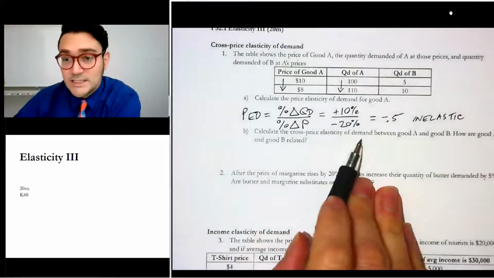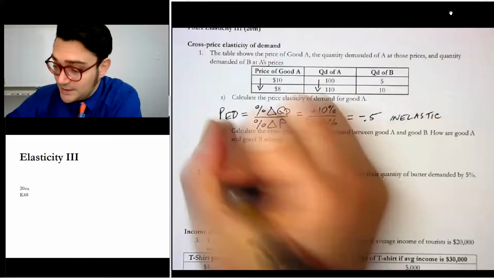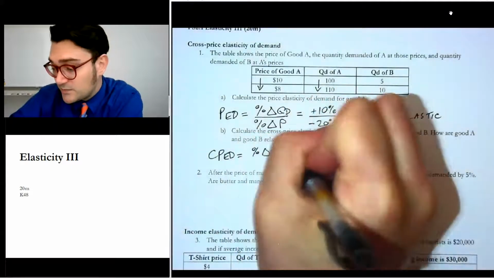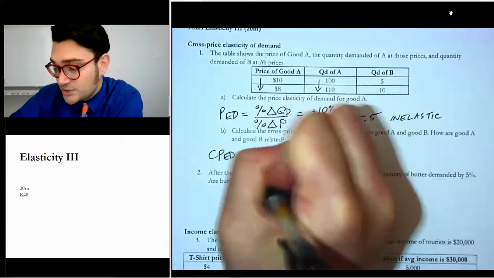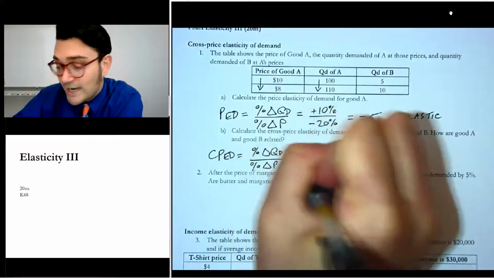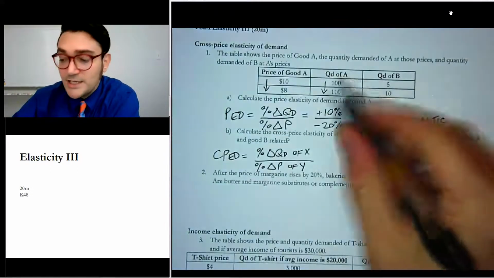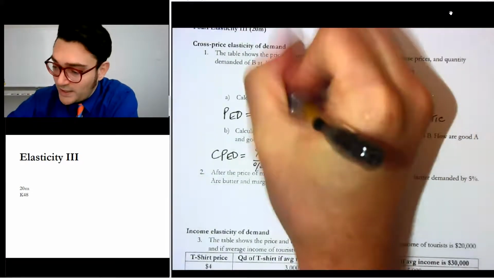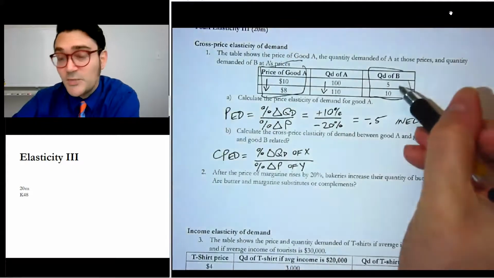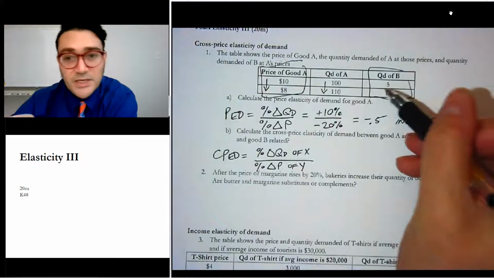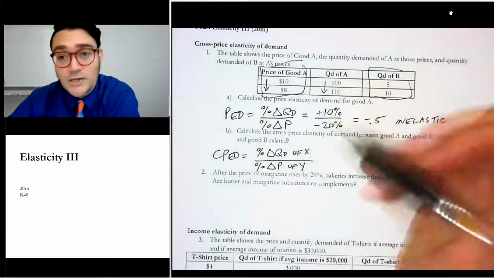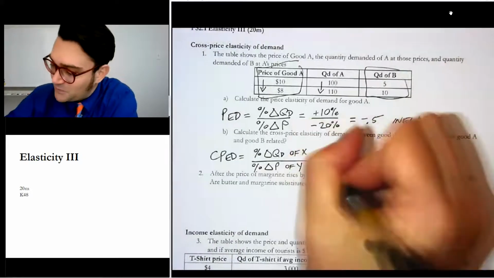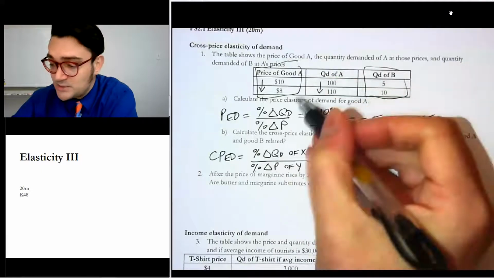Now calculate the cross-price elasticity of demand for A and B. How are they related? So CPED is equal to the percent change in quantity demanded of X over the percent change in price of Y. So two different goods. Now for this one, we're not going to need this middle column. We just need this column because we're going to compare the price of good A to the quantity demanded of B. Now, why didn't we do the price of B and the quantity demanded of A? That's a great question. We could have, but they didn't give us the price of B, so you go with what you got.